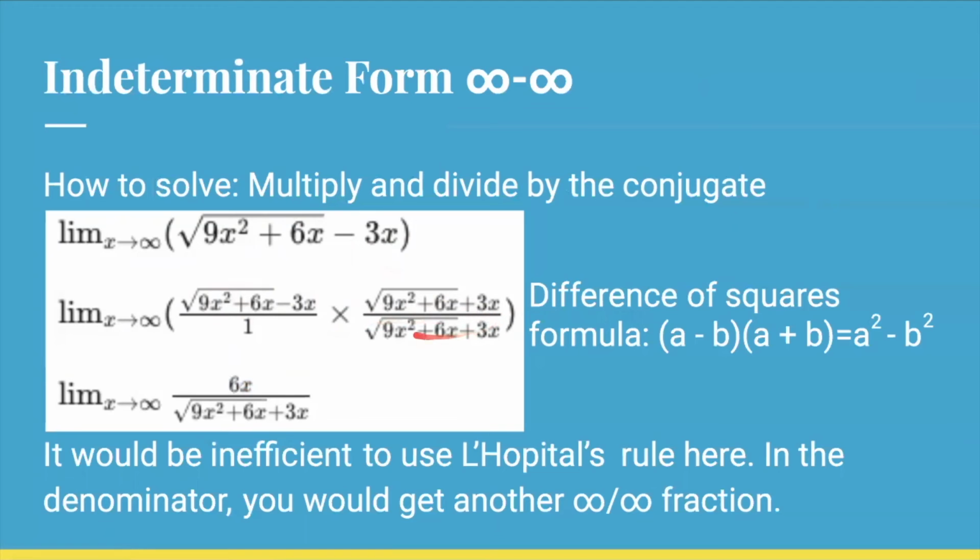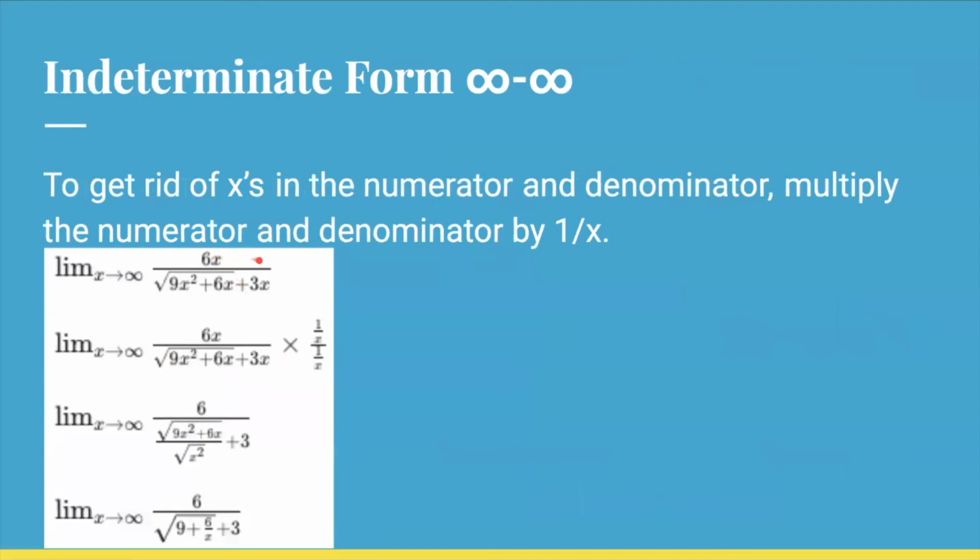And this is what you have in the denominator. Be careful here because you have a fraction. Your first instinct might be to use L'Hopital's rule, but that's actually inefficient because it will only make things complicated. The best way to solve this limit is to use algebra. You want to get rid of the x's, so you multiply the numerator and the denominator by 1 over x. This x and this x are just gone. And for this term, divided by x.